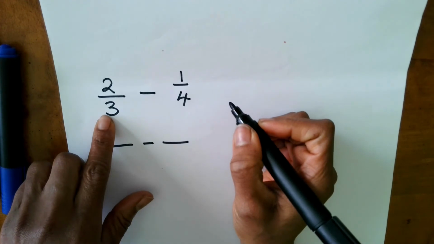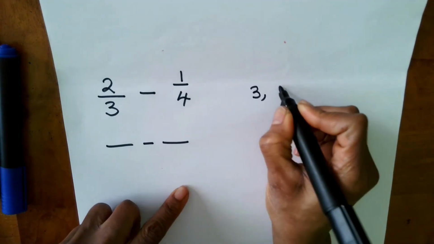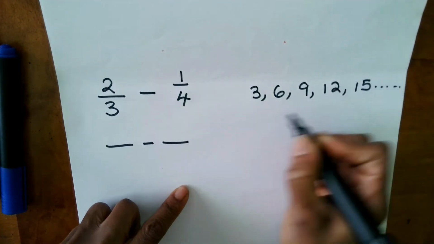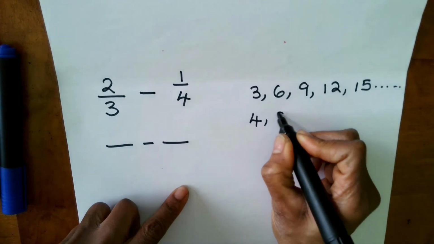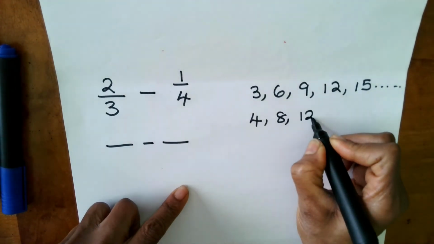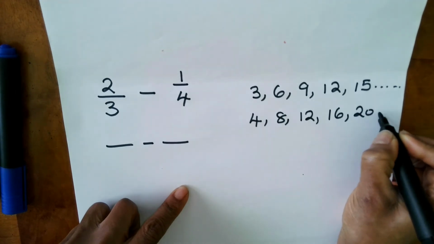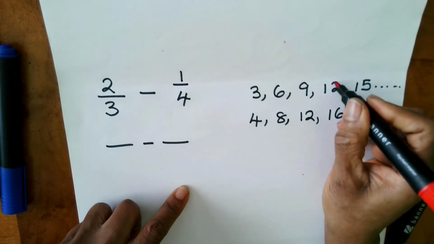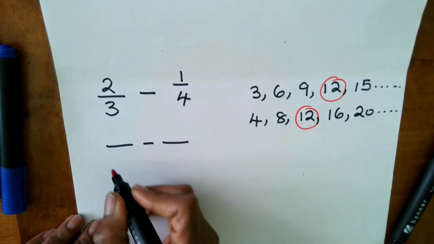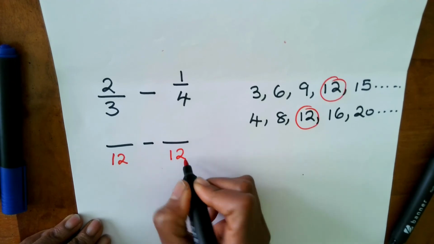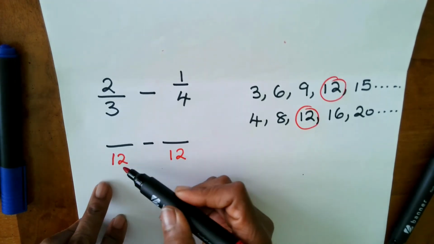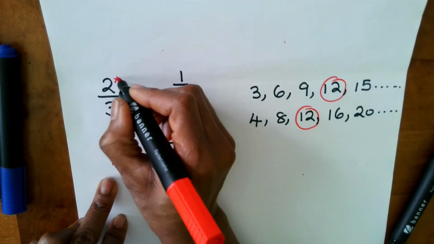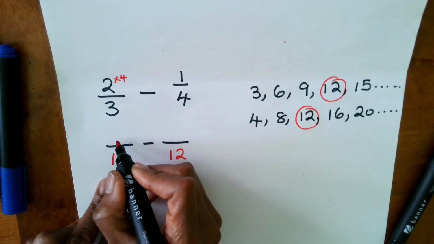So I'm going to look for the multiples of 3. 3, 6, 9, 12, 15, and so on. And then the multiples of 4: 4, 8, 12, 16, 20, and so on. Now it's time for me to circle the lowest common multiple, which is 12. So I put 12 down here and I put 12 here. 12 divided by 3 will give me 4. 4 times 2 will give me 8.